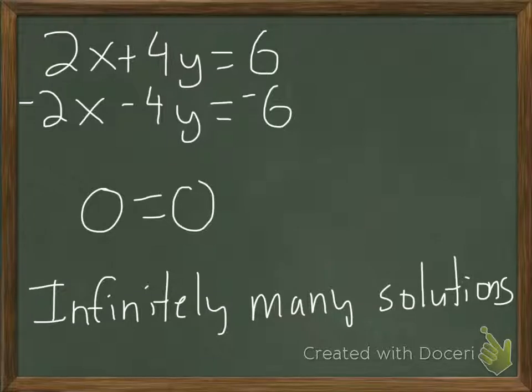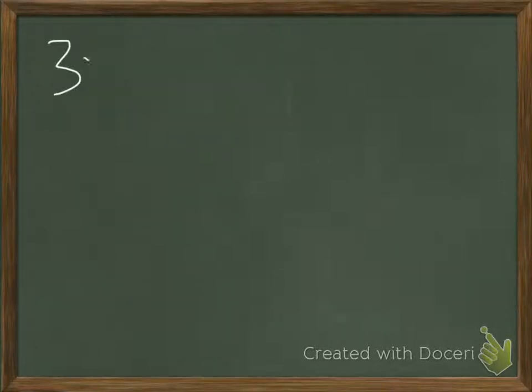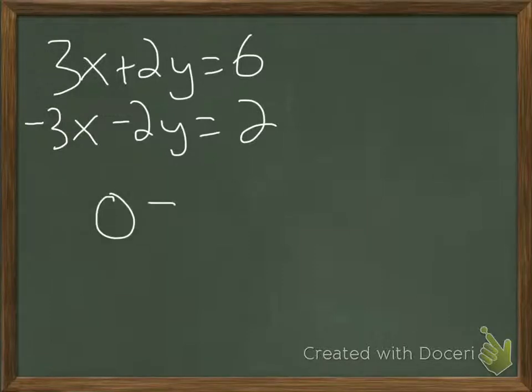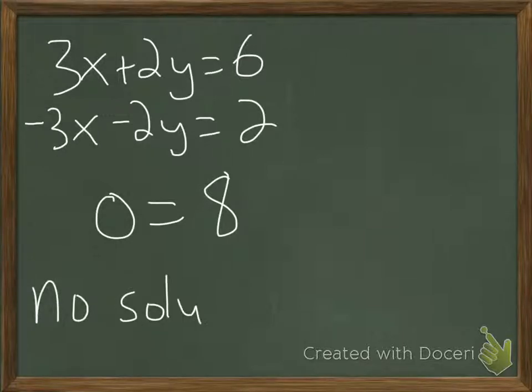Let's go over one more. So 3x plus 2y equals 6. Negative 3x minus 2y equals 2. Let's see what happens when we do this. So we add these two together. We get 0 equals 6 plus 2 is 8. It makes absolutely no sense, so we say no solutions. Remember, this would be like two lines on a graph that never meet. Alright, let's go over some other examples.